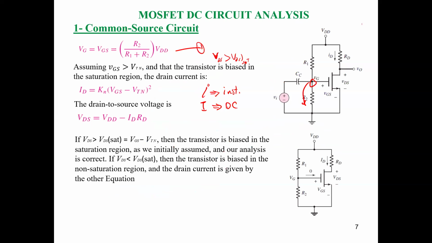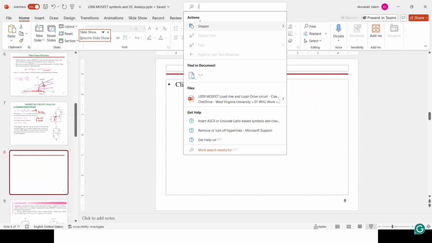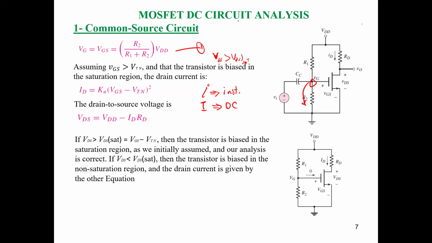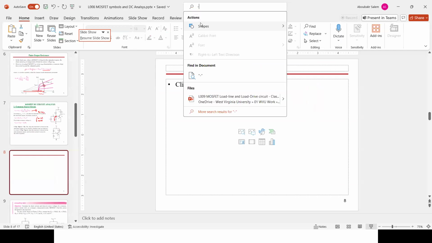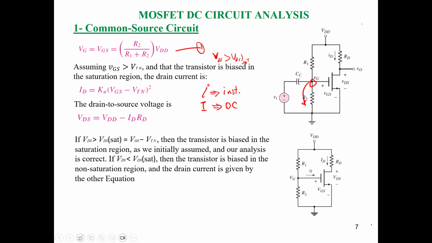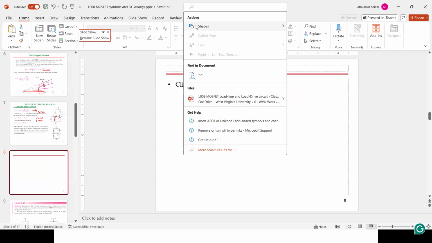Here, when we start making the calculation, since we are going to make DC analysis, guys, this means we will have only the DC component of our waveform.